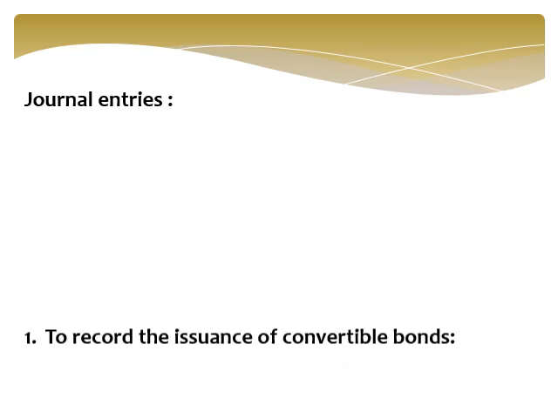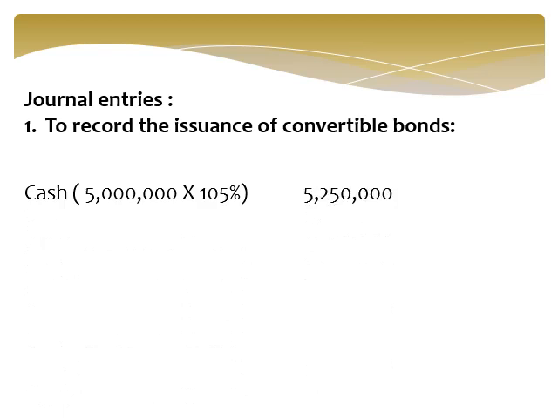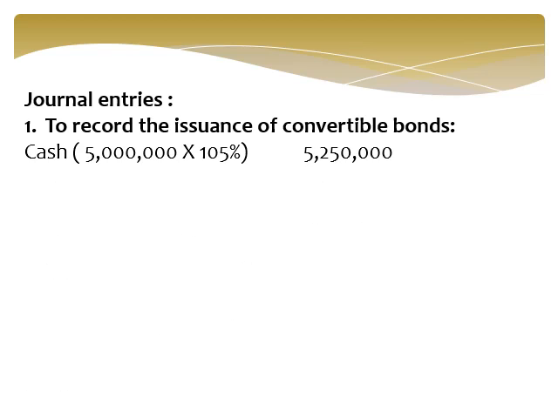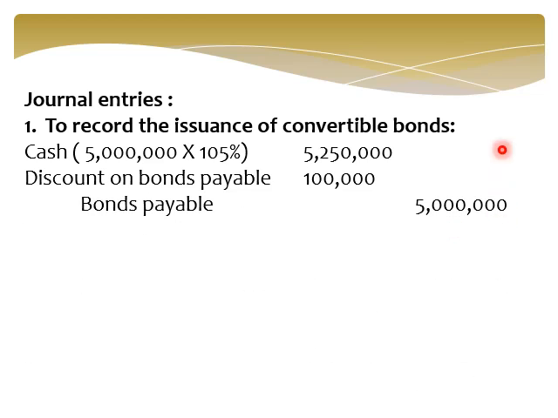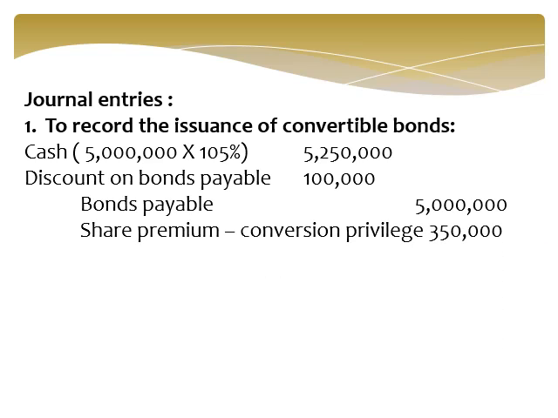So, the journal entry to record the issuance of convertible bonds: the cash the entity received, 5,250,000 pesos, debit; discount on bonds payable, 100,000, debit; bonds payable at face amount, credit 5 million; share premium, conversion privilege, credit 350,000 pesos.